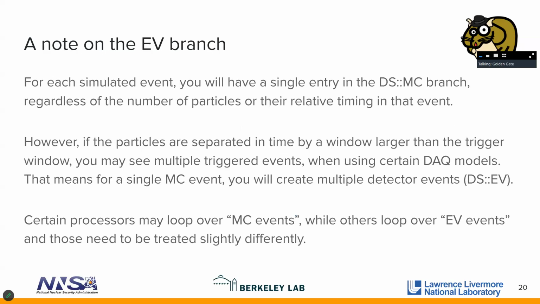And this is, again, I'm repeating myself a little bit, but just noting this thing about the EV branch, which is for a single simulated event, you can have multiple detector events depending on the timing inside of that simulated event. And then there are certain processors, we'll talk about this when writing a processor, that may want to loop over just the MC events, and certain processors that may want to loop over the EV events. And those can be different lengths. So you need to be a little careful when writing a processor to remember this.